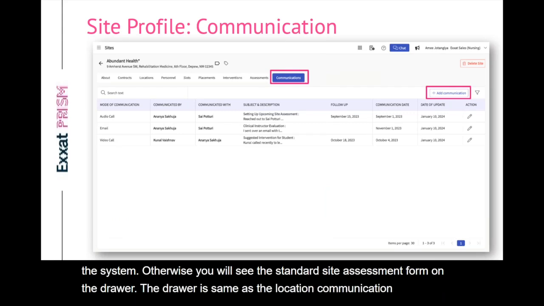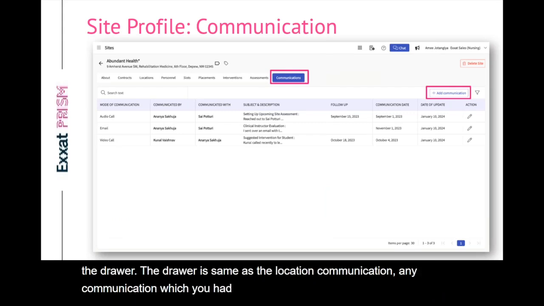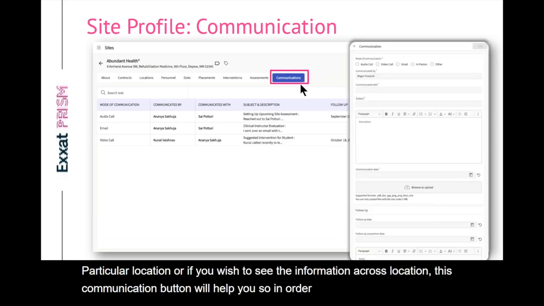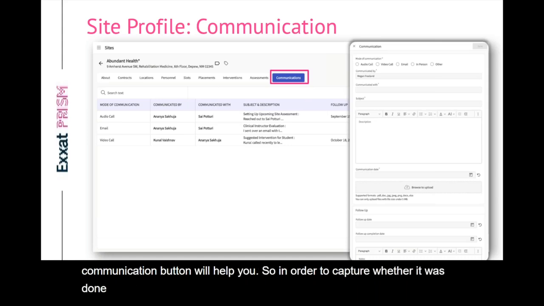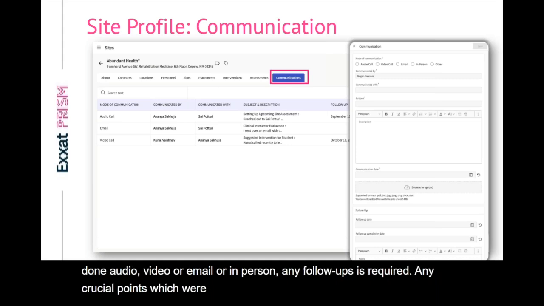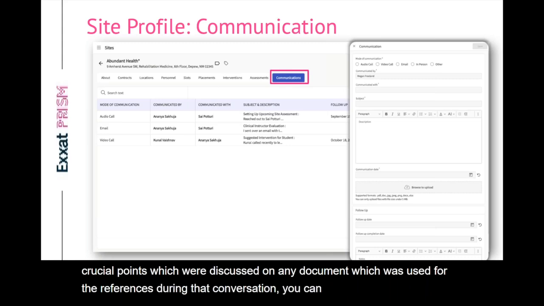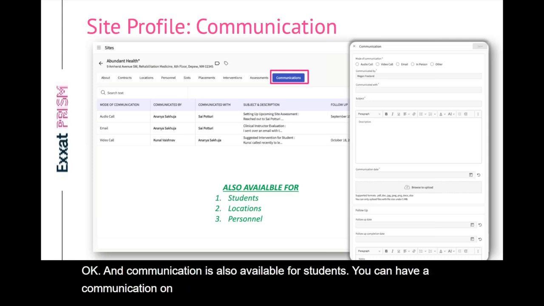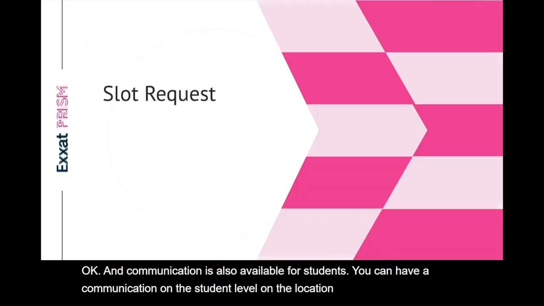Communication. Any communication which you had with the student for the particular location, or if you wish to see the information across location, this communication button will help you. So in order to capture whether it was done audio, video, or email, or in person, any follow-ups is required, any crucial points which were discussed, or any document which was used for the references during that conversation, you can capture that information. Okay, and communication is also available for students. You can have a communication on the student level, on the location, on personnel as well.